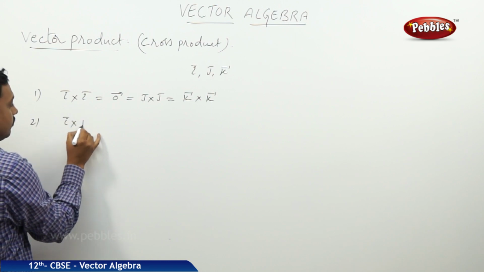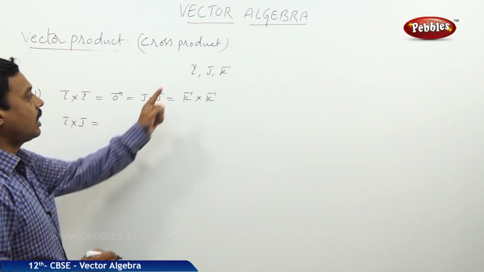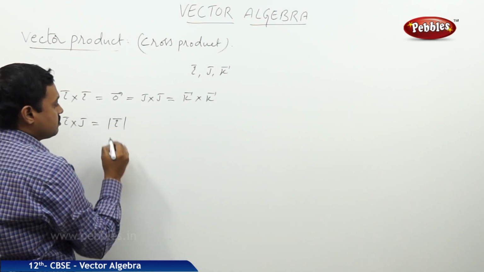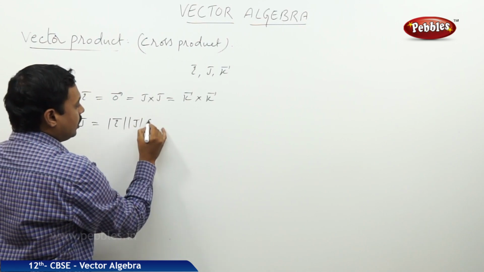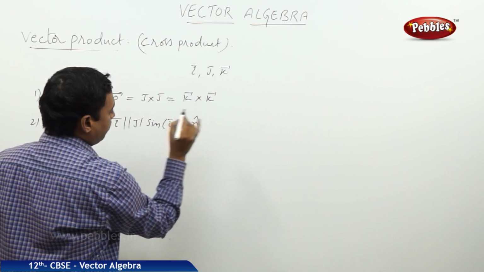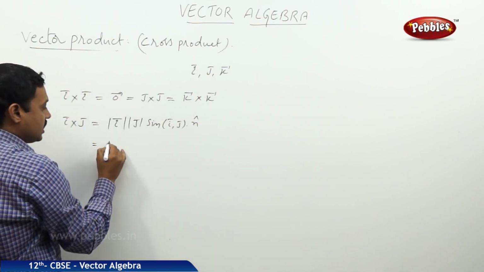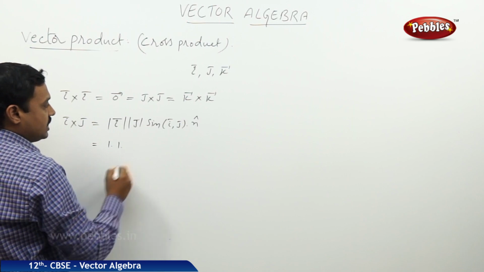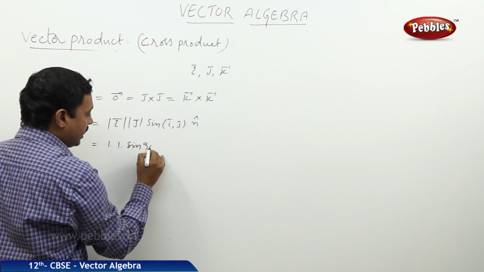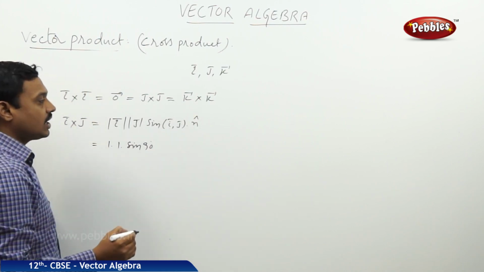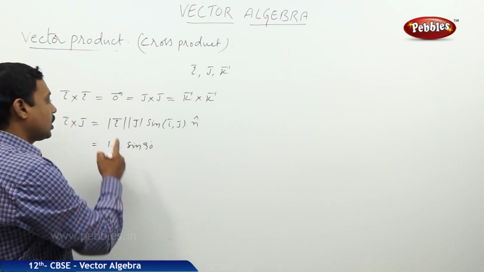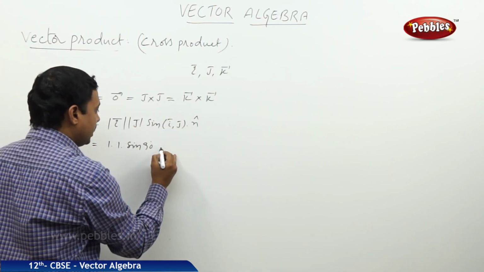i cross j. What is the cross product of i with j? i cross j is equal to, by the definition, mod i into mod j into sine of the angle between i, j, into the unit vector perpendicular to them. So modulus of i is 1, modulus of j is 1, and sine of the angle between i, j is equal to sine 90 degrees, into the unit vector perpendicular to i and j. So the unit vector that is perpendicular to i and j in a right-handed system is k bar.